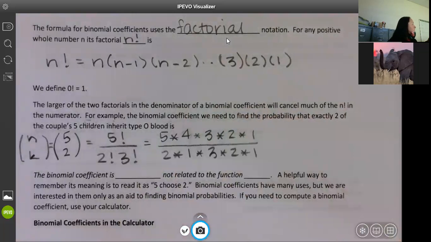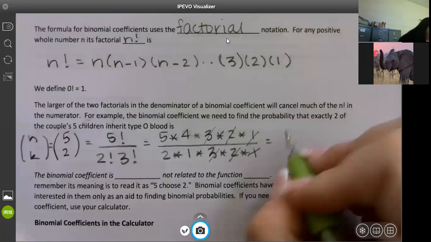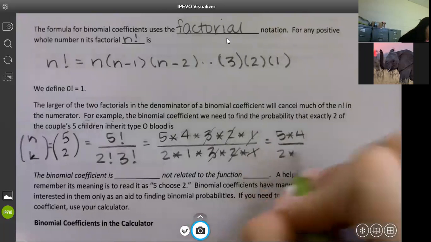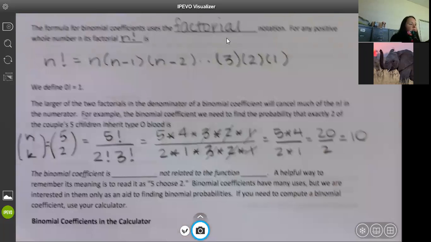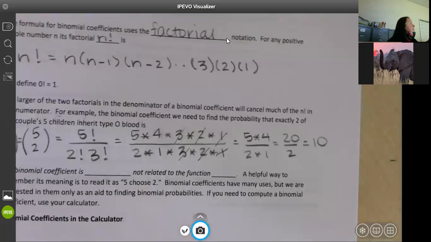Remember, it's the same on the bottom and the top. We can mark it out. So all that goes away because this is the exact same. We have 5 times 4 on the top left over and 2 times 1 on the bottom, which is 20 over 2, or that's where your 10 comes from. You guys see it now?